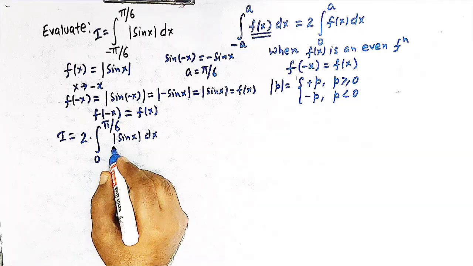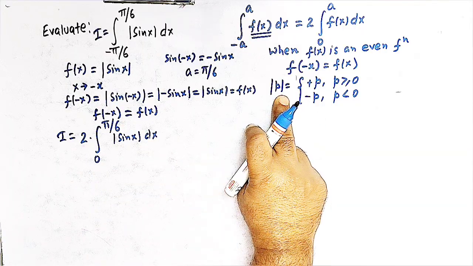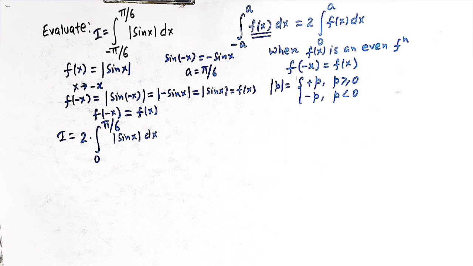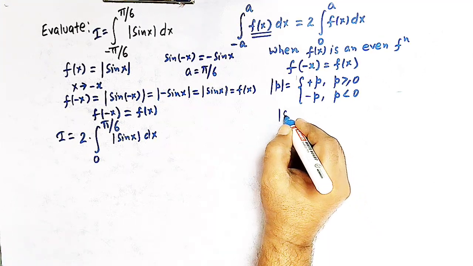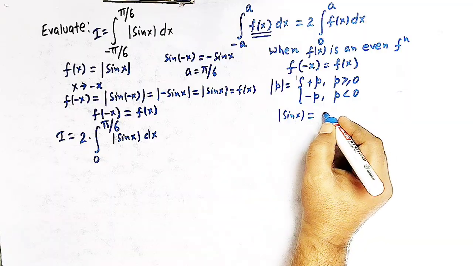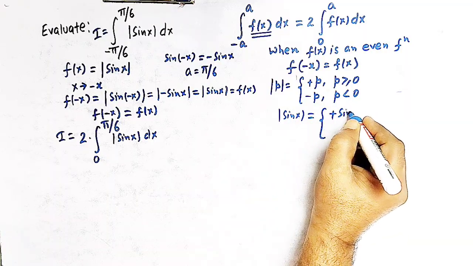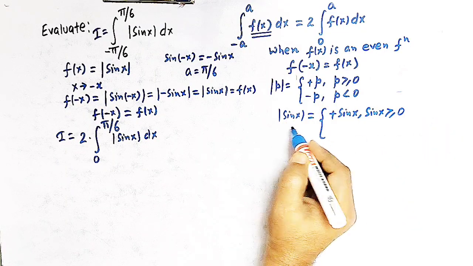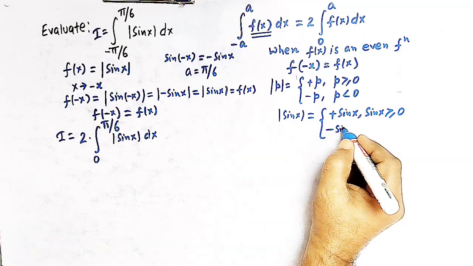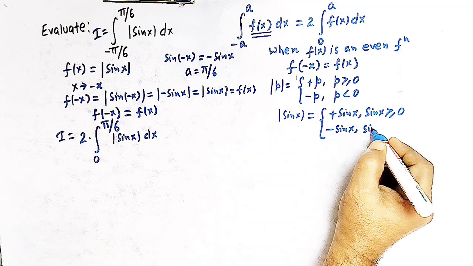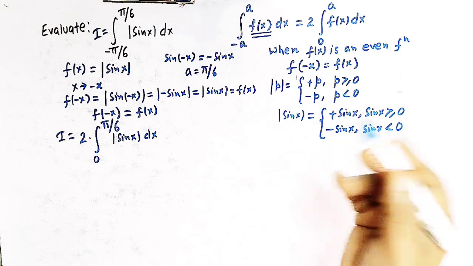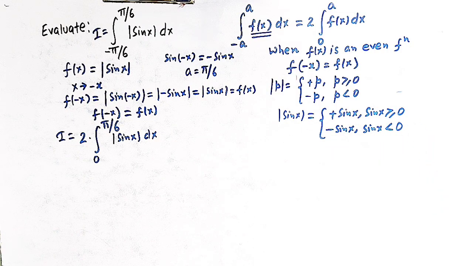So now we'll define mod of sine x with the help of the definition of modulus function. So mod of sin x can be defined as positive sin x when sin x is greater than or equal to 0, and mod of sin x is equal to negative sin x whenever sin x is less than 0, right? So here we can now make use of the sign convention of sine function in the four quadrants.